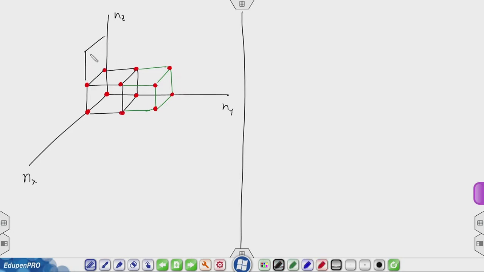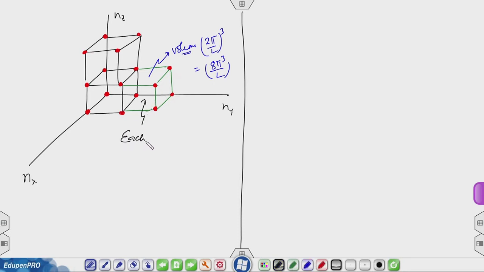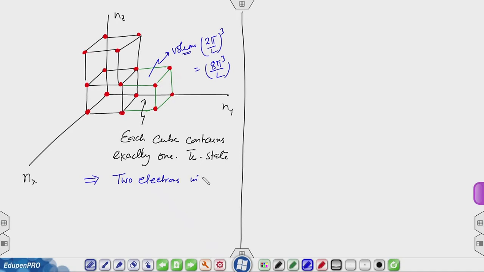Then I can extend this further up here. I will just make a few, and here are these states again. And volume of each cube is 2 pi by L cubed, or 8 pi cubed by L cubed, and it contains exactly 1 k state, which means by Pauli exclusion principle 2 electrons in each of these states.